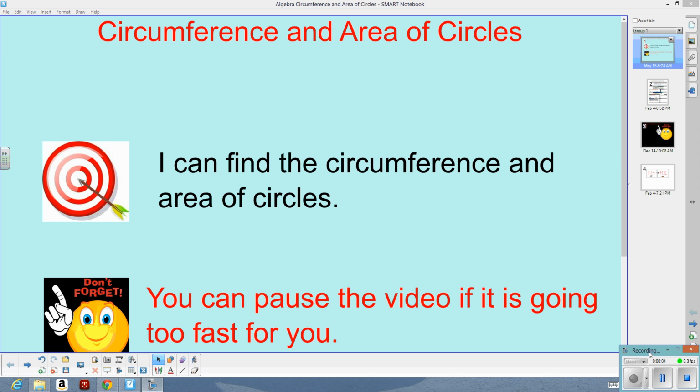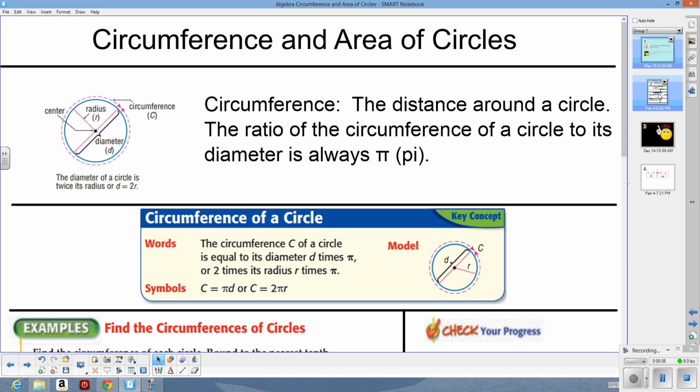In this lesson, you'll be finding the circumference and area of circles. The circumference of a circle is the distance around a circle. The ratio of the circumference of a circle to its diameter, which is all the way across the circle going through the center, is always pi.